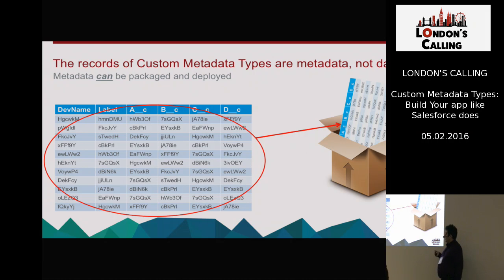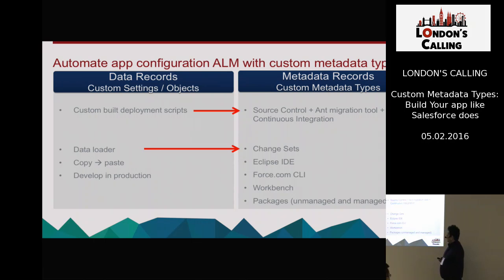Custom metadata types differ from these in that the actual records, in addition to the header information, are deployable, just in the way that validation rules can be deployed. You could deploy, for the examples I gave in the earlier case, say a stock point rule or a set of stock point rules. So it makes ALM a lot easier.